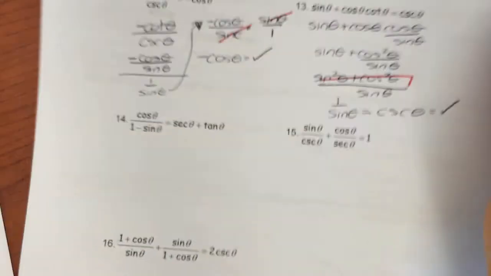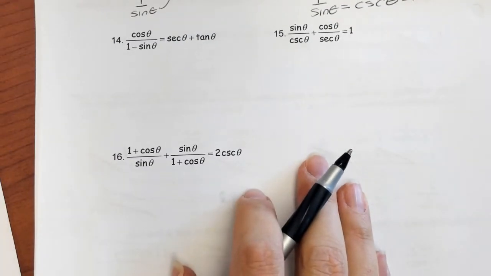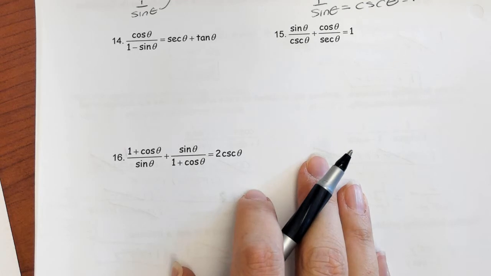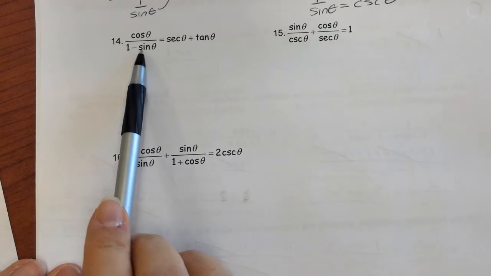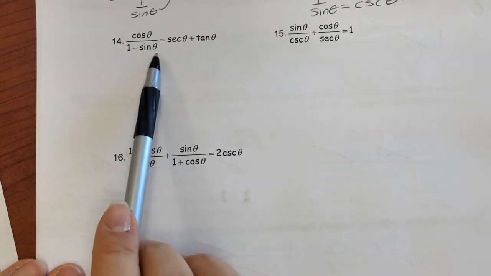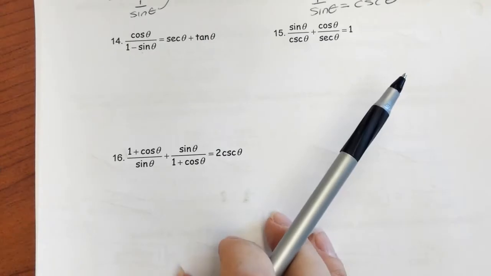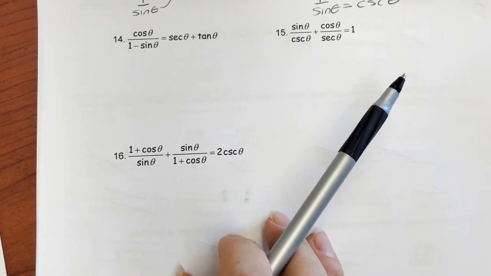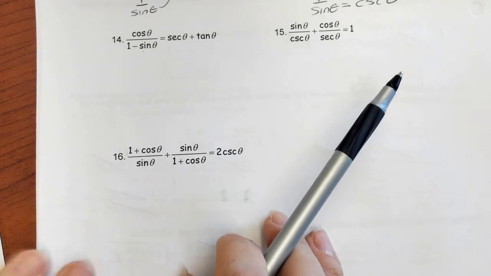Number 14. So again, right now, I don't have really a lot of options. I already have everything in cosine and sine. I'm not adding or subtracting fractions. I don't have anything squared. I don't have any factoring. So this is one where you kind of got to think, okay, all those four options are not working for me right now. What can I do?